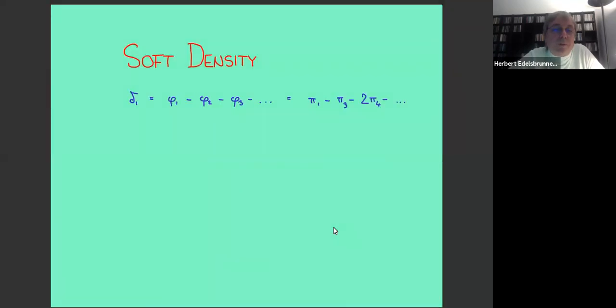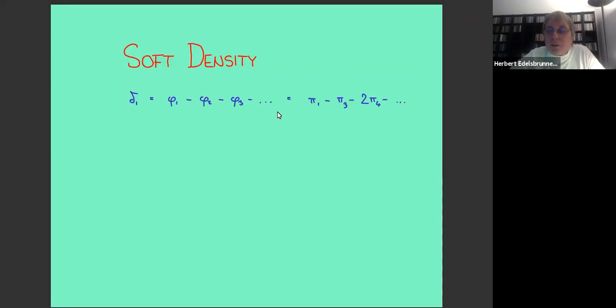Soft density. All I'm doing is I penalize for double covering and triple covering, etc. So it's going to be the probability that I'm in at least one sphere minus the probability I'm in at least two minus at least three, etc. Okay, so this is my notion of density.